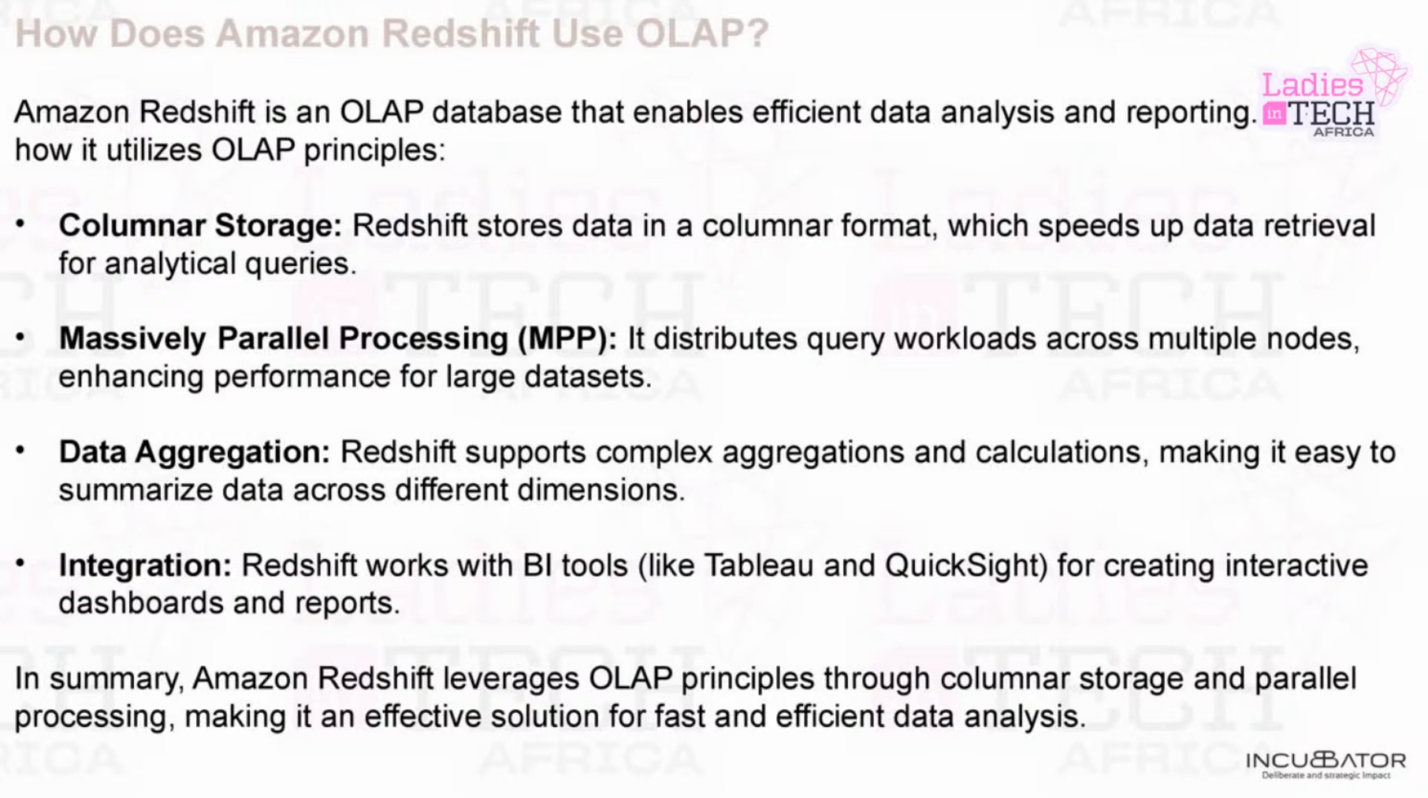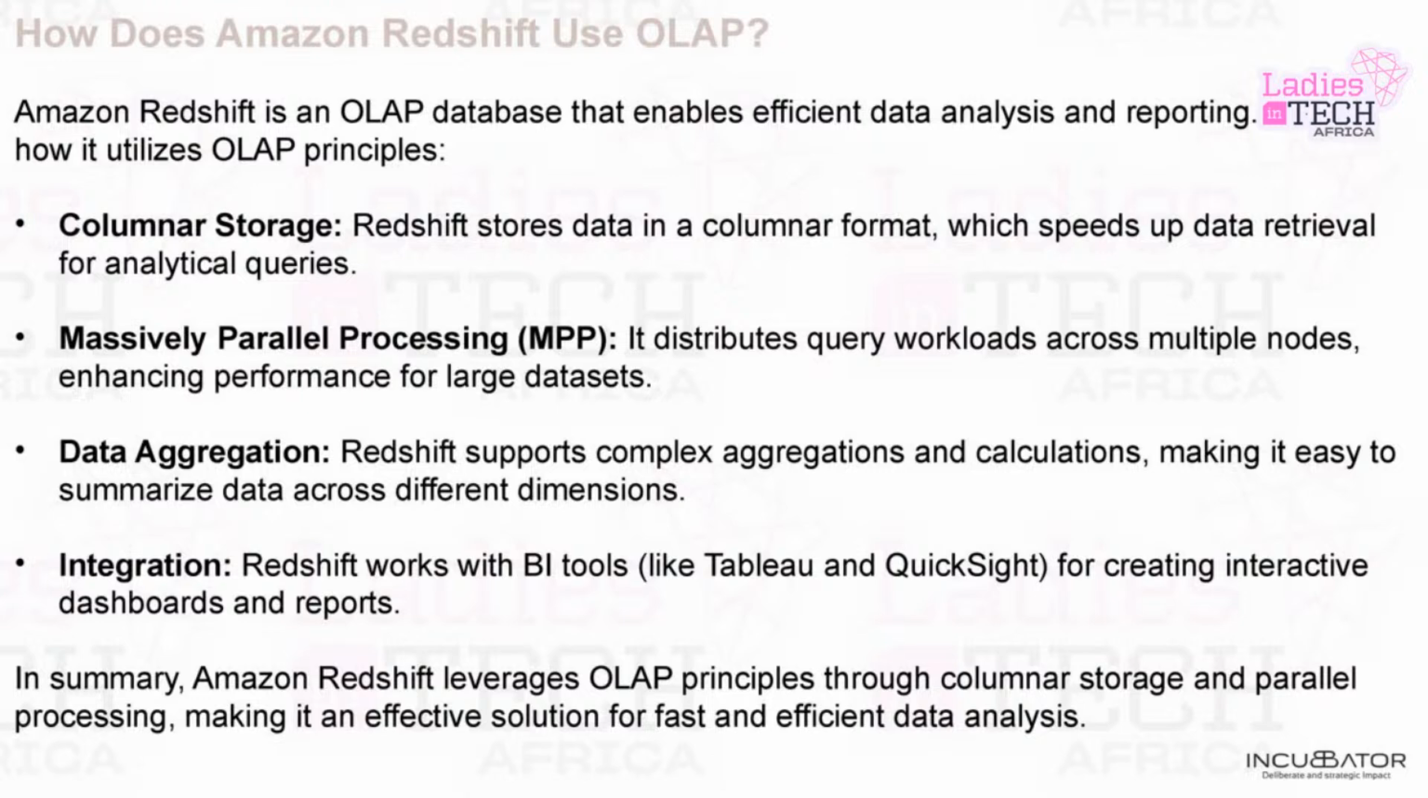So let's see, how does Amazon Redshift use OLAP? It's an online database that enables efficient data analysis and reporting. So here's how it utilizes OLAP principles. Columnar storage: Redshift stores data in a columnar format, which speeds up data retrieval for analytical queries. Because there is a large sum of data, columnar storage is one of the best ways for you to have access to data or to understand the data.